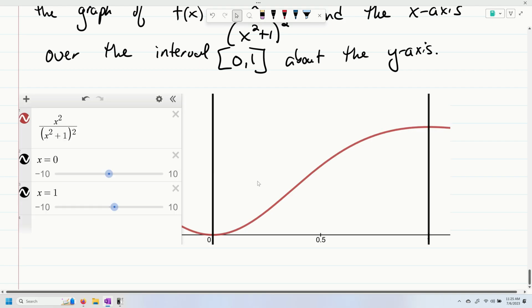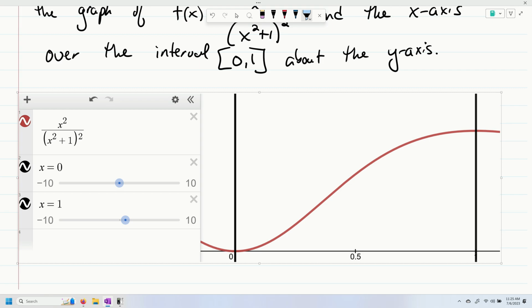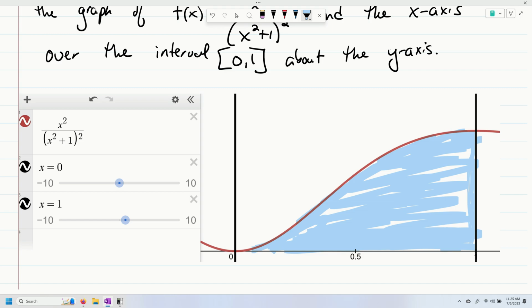Perfect. All right, I think that looks great. So the area that we're concerned with is going to be right here. So this is the area, or the volume, that we want. We're going to find the area of this, but then use that to find the volume. So I'm just going to shade this in a little bit. All right, beautiful.